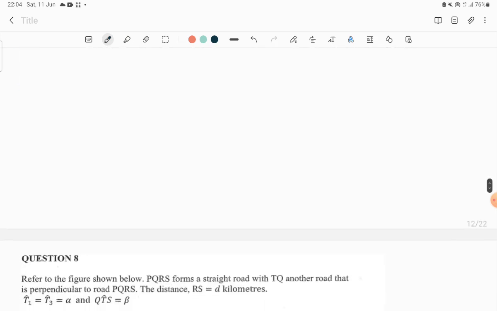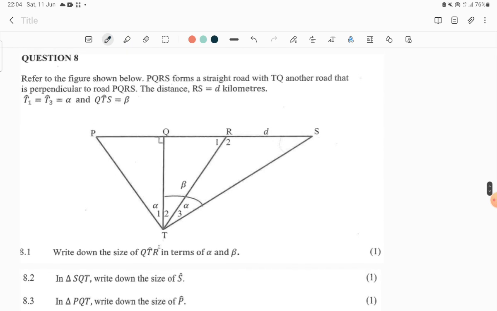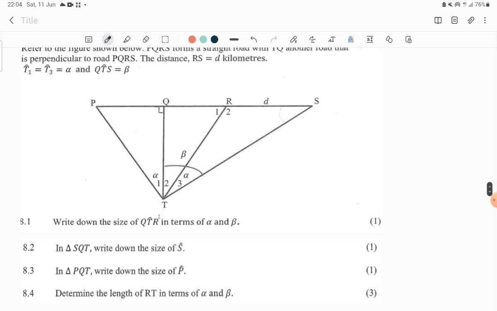Let's come to question number 8. Question number 8 is not that much simpler or easier. You just need to write your things, then done. Then you move to the next one.